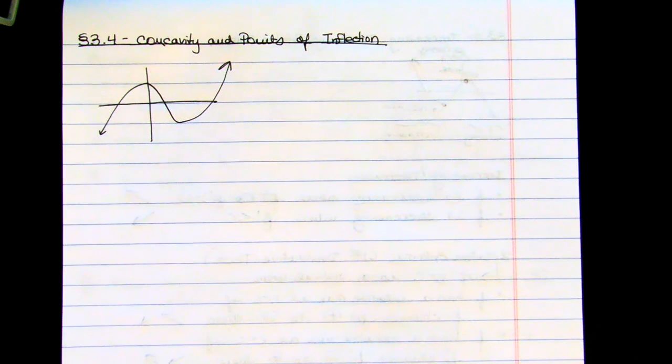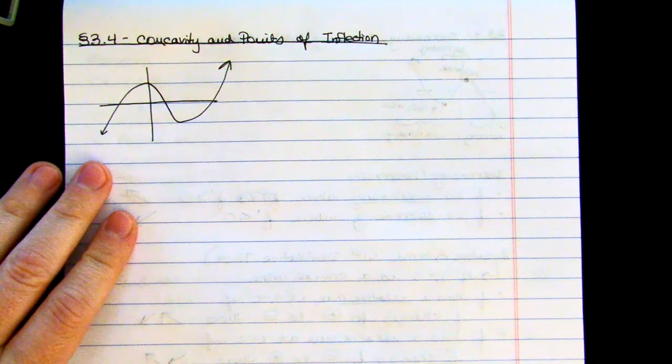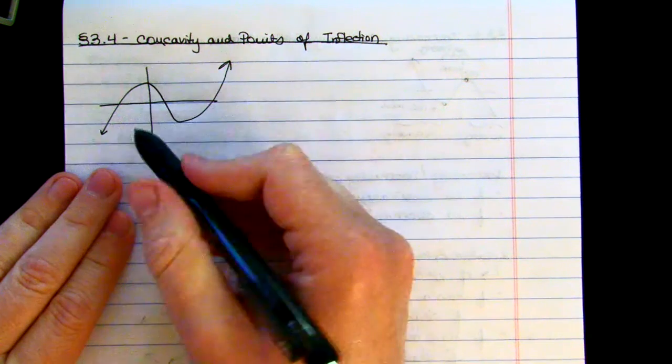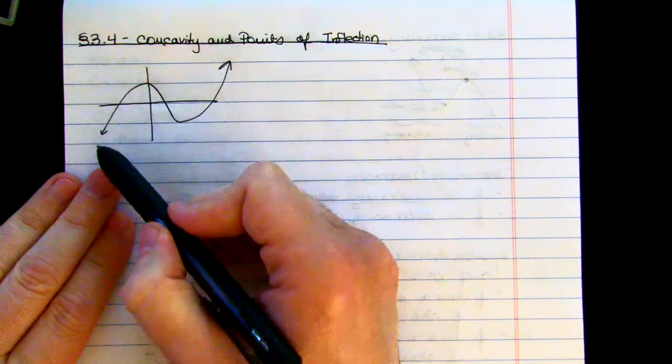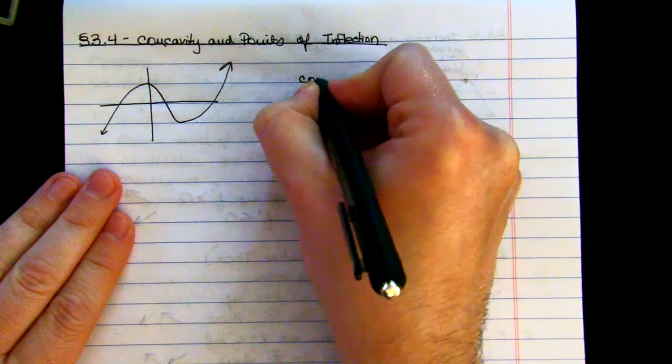So now, moving into section 3.4, we're going to talk about more details about the shape of a graph. We're going to talk about what we call concavity and points of inflection, because we know when we're going up and when we're going down, but there's a little bit more to the shape of a graph than that.